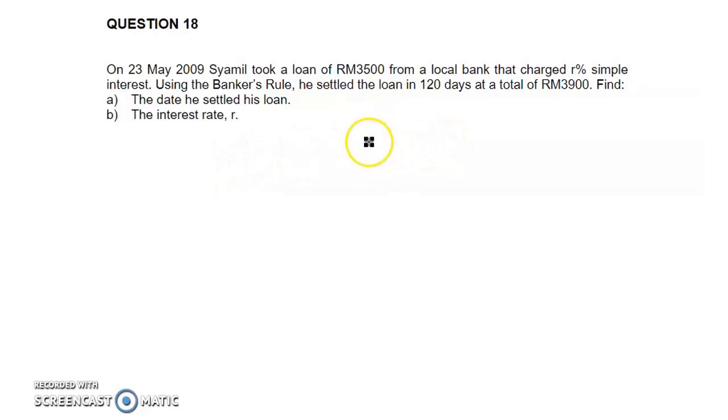As I said before, you draw a line and then put the values in the correct places. So here must be value P, and here must be value S. P is 3,500 and S is 3,900. So we know that from 3,500 it becomes 3,900 in 120 days.